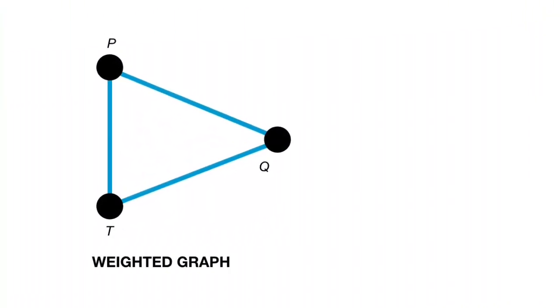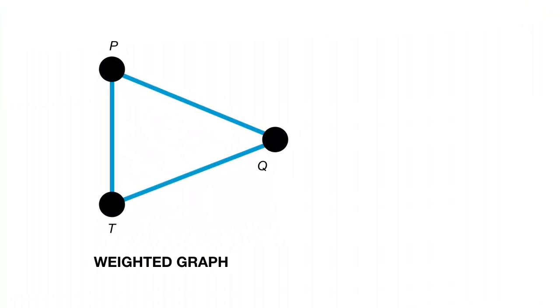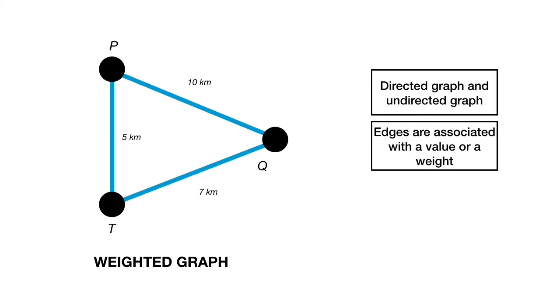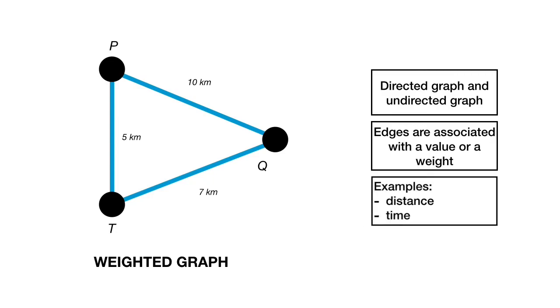Next is a weighted graph. As you can see here, we have a simple graph. But what if we add some distance to each of the edges? It becomes a weighted graph. It could be a directed graph or an undirected graph. In a weighted graph, the edges are associated with a value or a weight. For example, the weight could be distance or time.